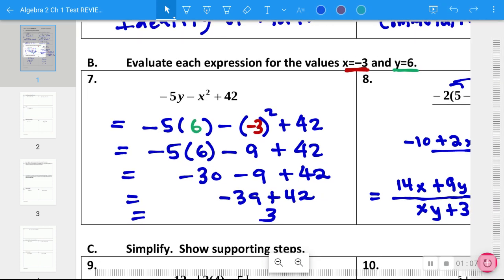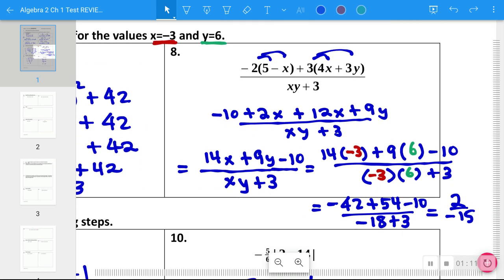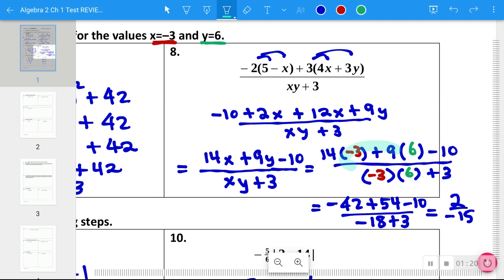Okay, I'm going to show you the next problem. And what I've chosen to do on this is, first of all, simplify the expression before I plug in. You can see down here I plugged in the x and y values. I finally did that. But first of all, you're going to distribute. You get -10 plus 2x. And then here 12x plus 9y. So we take care of the distributing.